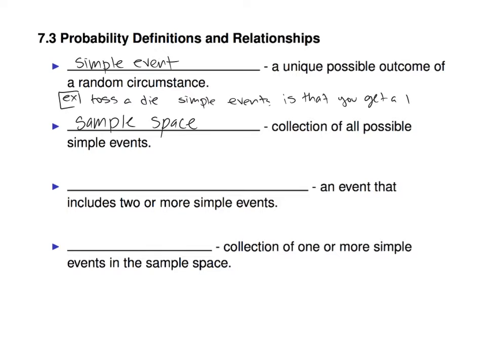And then the sample space is all the possible simple individual events you can have. So you can think about simple as also being like an individual thing. When you put all those individual things together, you get all the possibilities. Okay, a compound event is an event that contains more than one simple event.